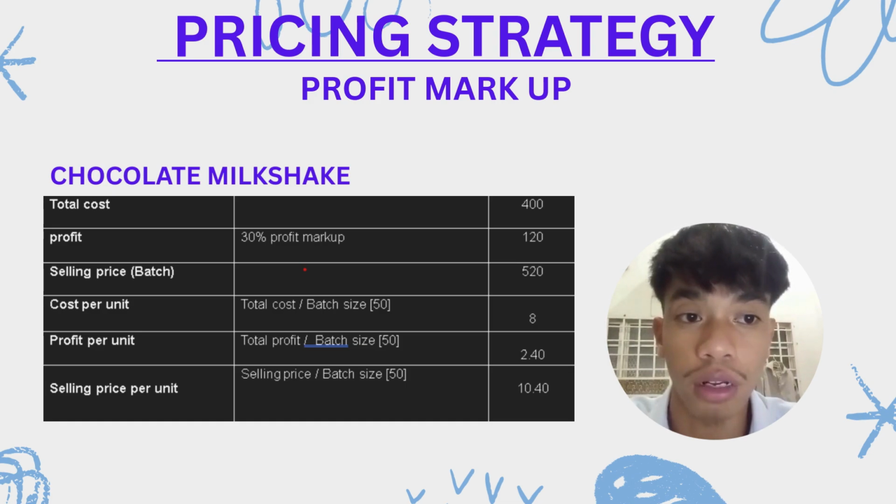Cost per unit, total cost, batch size is 50, the price is 8 ringgit. Profit per unit, total profit, batch size is 50, the price is 2 ringgit and 40 cent. The selling price per unit, selling price, batch size is 50, the price is 10 ringgit and 40 cent.